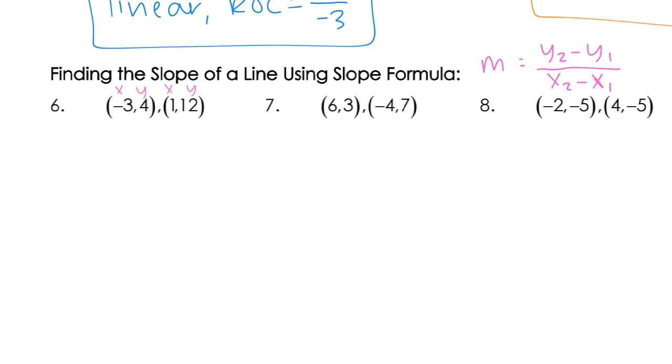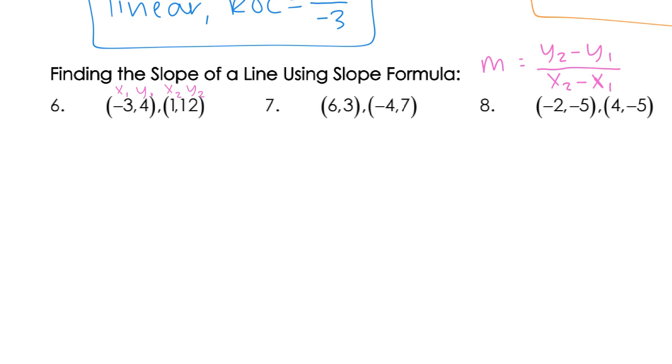Now, this is my first ordered pair. This negative 3 comma 4 is my first ordered pair. So that would be my x1 and my y1 because it's literally the first ordered pair. That's what those ones mean. Then I have 1 comma 12 for my second ordered pair. So that would be my x2 and my y2 because they are literally the second x and y values.